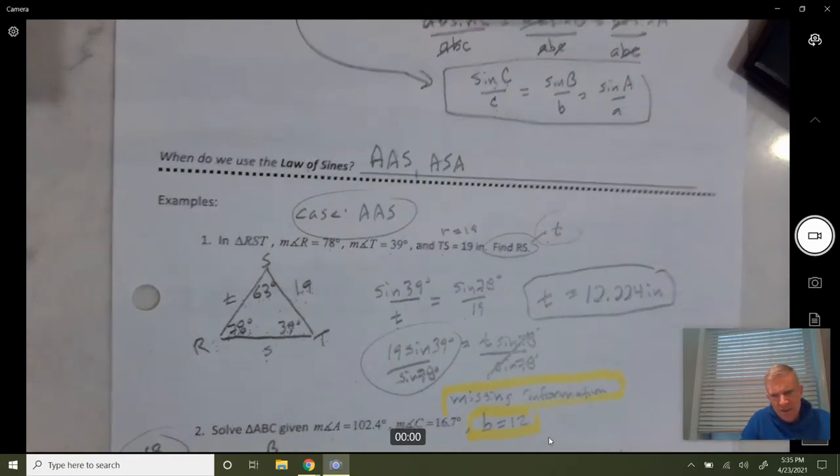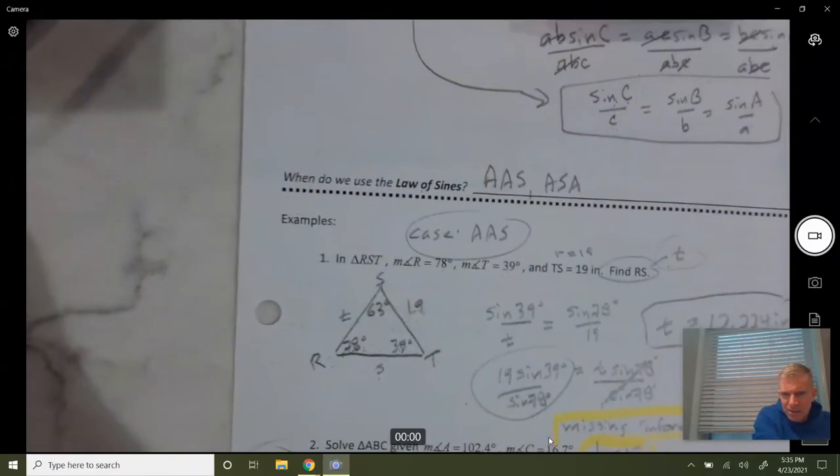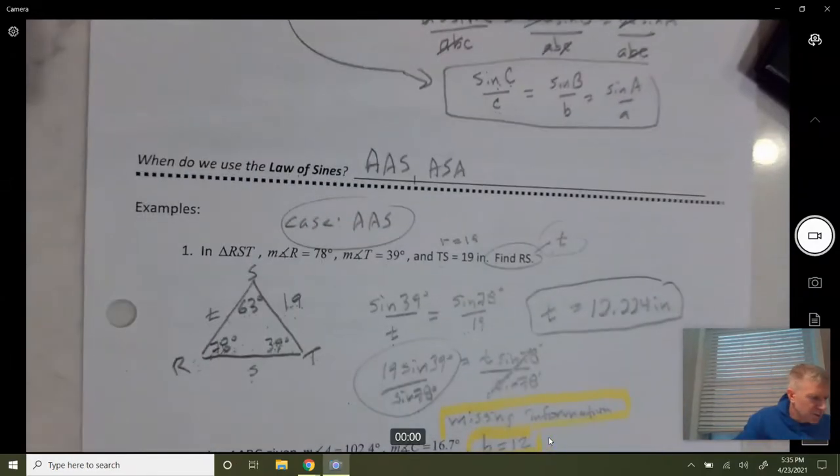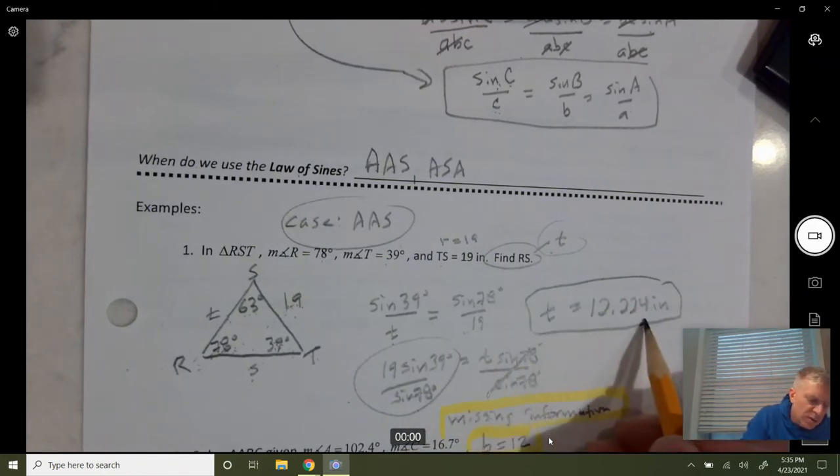We could find the other side for practice. This is not doing great. Let's see, my pencil. Okay, I'm going to try another pencil. But you can read that, 12.224 inches.